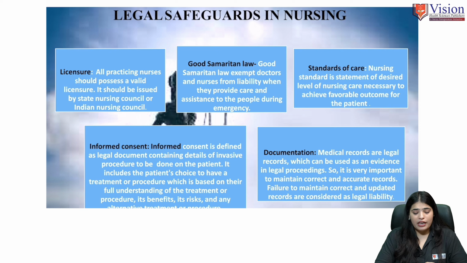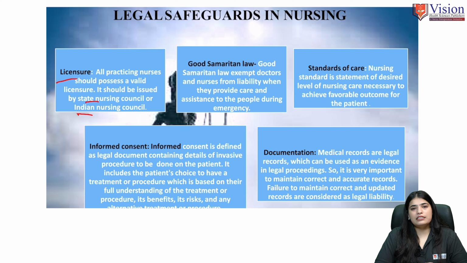And next topic we have here is legal safeguards in nursing. Although these are the laws in nursing, there are some legal safeguards where nurses are protected by the laws. So what are these? The first one is licensure. All the nurses who are practicing in any kind of healthcare should have a license. A license is a guarantee that nurses have the eligible qualification and skills they should have for practicing the nursing profession, and this is provided by the state nursing councils or the Indian Nursing Council.